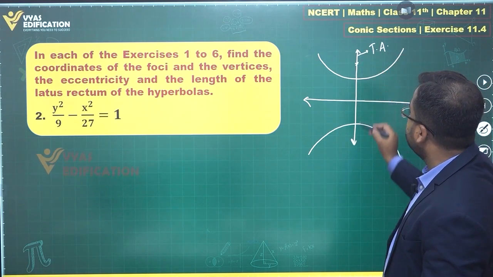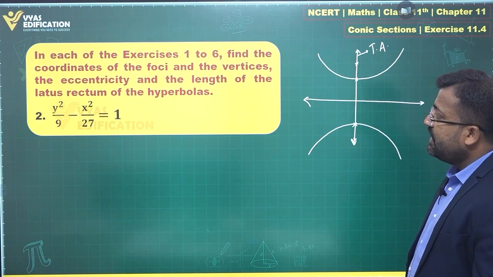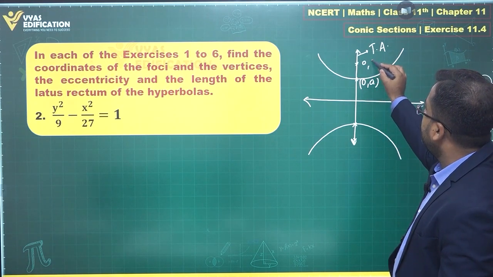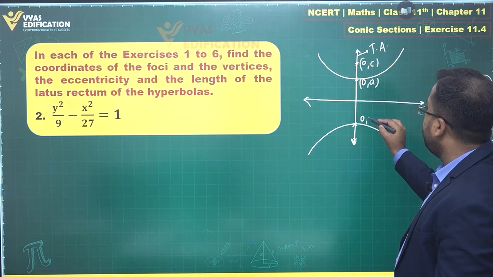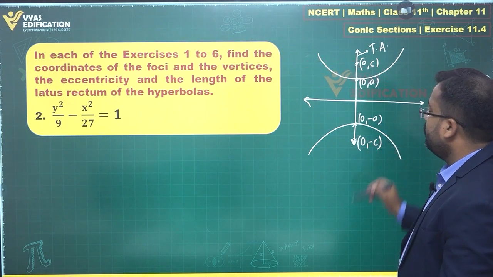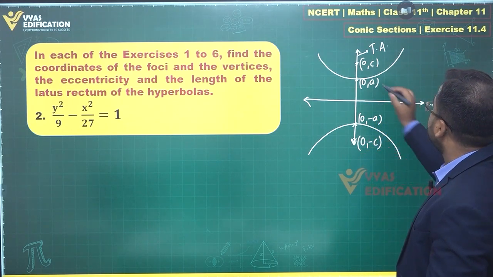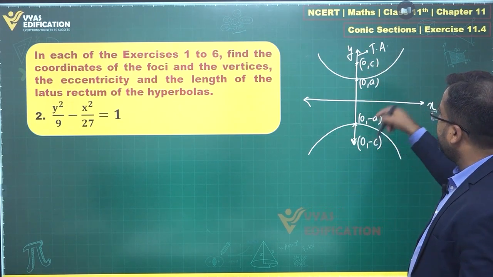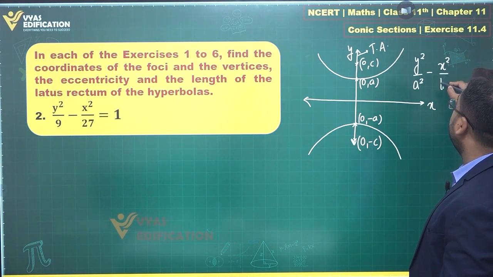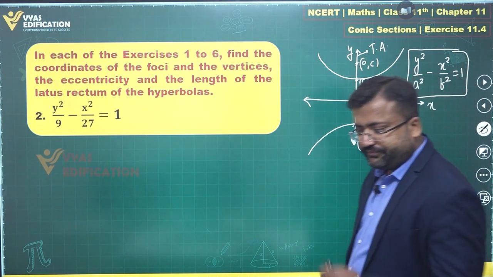The foci will lie on this axis. These will be the vertices, right? And this will be 0 comma a, this will be 0 comma c, this will be 0 comma minus a, this will be 0 comma minus c. Those are the vertices and foci respectively. This is the x axis, this is the y axis, and what we are dealing with over here is y square upon a square minus x square upon b square is equal to 1. This is the hyperbola that we are dealing with, right?